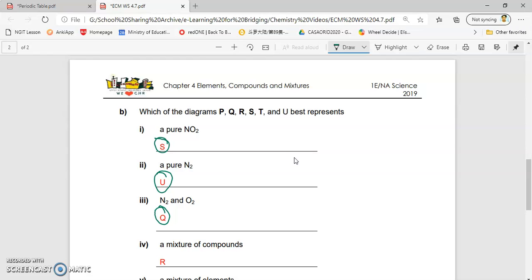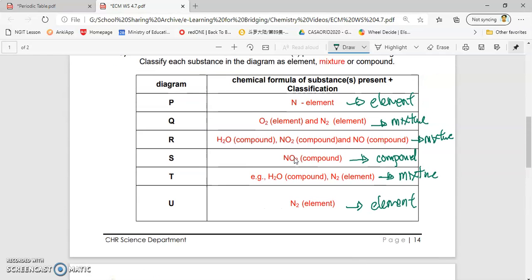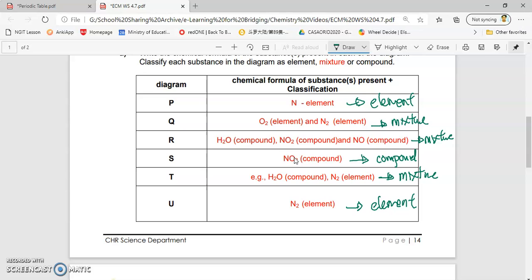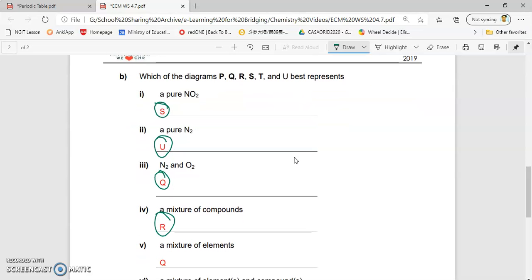Now, which is a mixture of compounds? So I look at the mixtures. I got first, second, and third. Q is a mixture of two elements, so it's not a mixture of compounds. R is a mixture of three compounds, so R is a mixture of compounds. How about T? T is made of one compound and one element, so it's not a mixture of compounds, it's a mixture of one compound and one element. Therefore, Q and T cannot be the answer. The only answer is R.